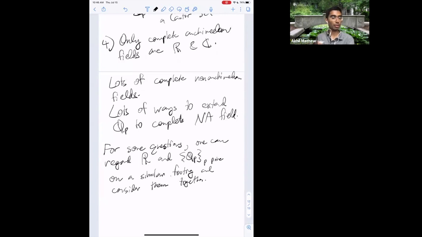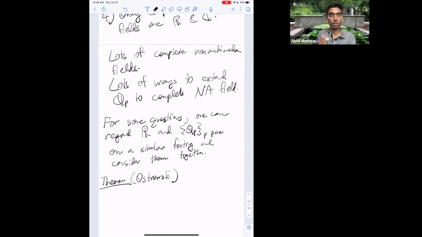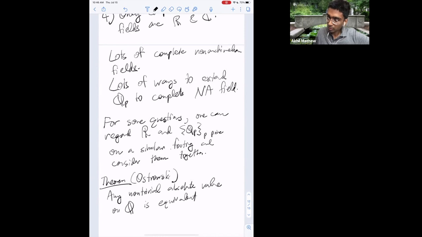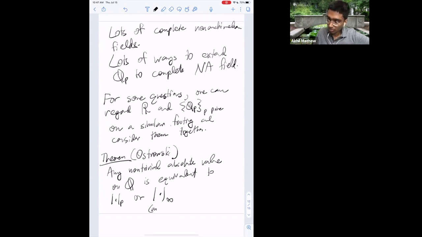Let me give a little bit of motivation for why you might consider this. There's a theorem of Ostrowski. I think this is on the problem set, which is already on Sakai. The theorem of Ostrowski is that any non-trivial absolute value on the rational numbers is, up to equivalence, either a p-adic absolute value or the usual Archimedean absolute value, which I'll denote with an infinity subscript. And the claim is that this is actually a list of all of them.